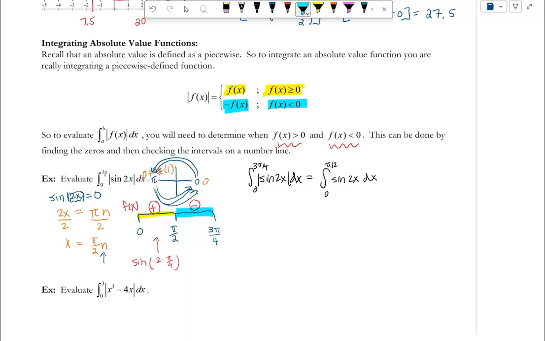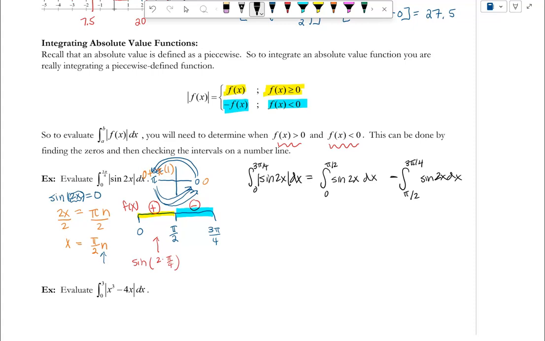So I could think about integrating, like adding to this the integral of negative sine of x, or sorry, sine of 2x dx. But what I could also do instead is just pull that negative out and make this subtraction. So it's like I'm subtracting a negative. So we're going to integrate this from pi over 2 to 3 pi over 4.